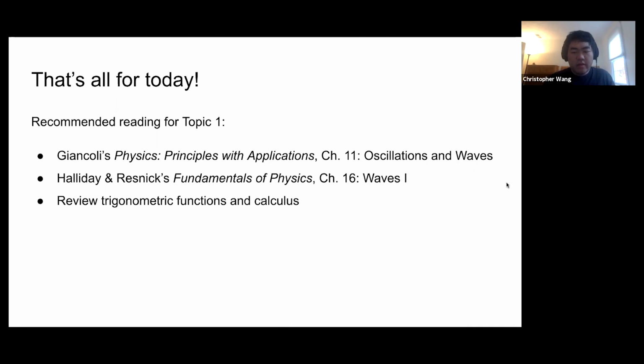And if you want to get a head start on topic 1, some things you can read are Giancoli's physics textbook. Chapter 11 talks about oscillations and waves. And then Halliday and Resnick's physics textbook also talks about waves in chapter 16. The difference between the two is that Giancoli's textbook doesn't focus on calculus, but Halliday and Resnick's does. So I prefer Halliday and Resnick's because I think it gives a better conceptual understanding. But if you don't have experience with calculus, then you might find Giancoli more accessible.